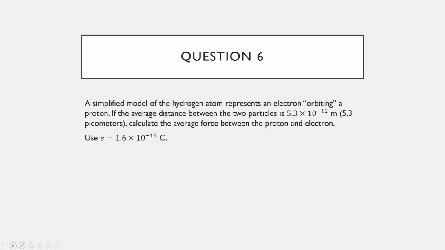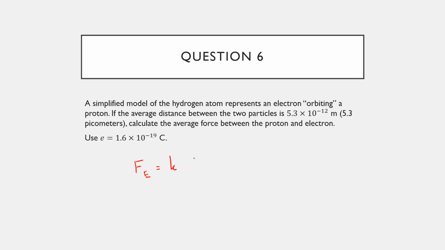If the average distance between the two particles is 5.3 times 10 to the negative 12 meters, which is picometers, calculate the average force between the proton and electron. And we've got to use e, which is the charge of electron and proton, equal to 1.6 times 10 to the negative 19. So we've got two charges, we've got a distance between them, you want to work out the force. So that just goes straight to the formula.